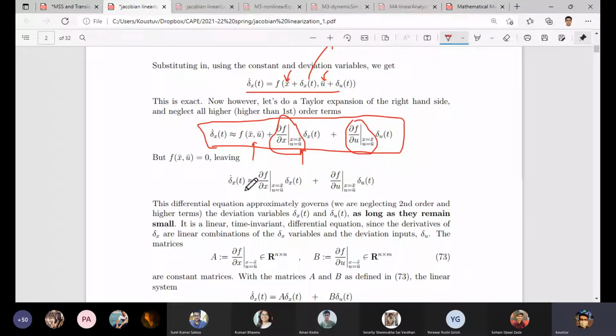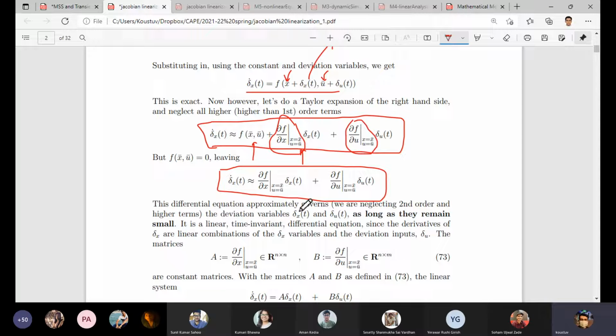The term which is the function value at that steady or equilibrium point is always 0, because at that point there is no derivative and the function value automatically goes to 0. So this is constant, so 0. This ultimately goes to this value, which is what we are writing: the differential equation which we earlier had approximately governs the deviation variables with respect to time.